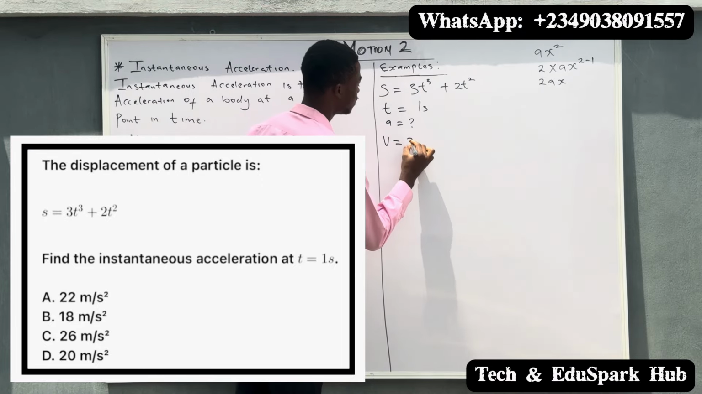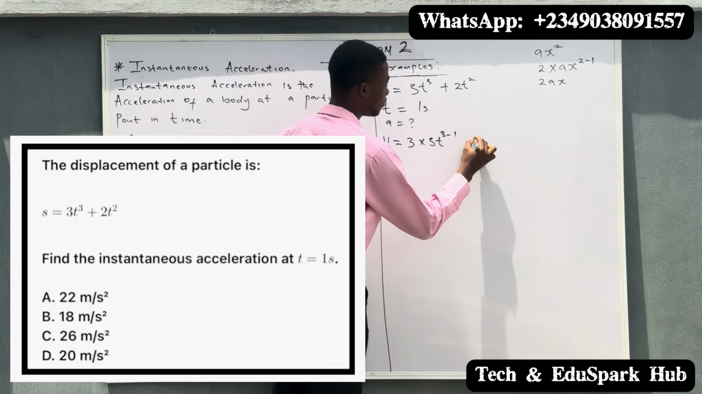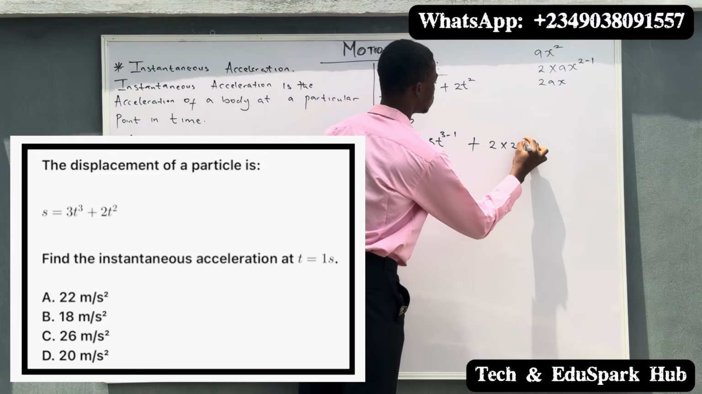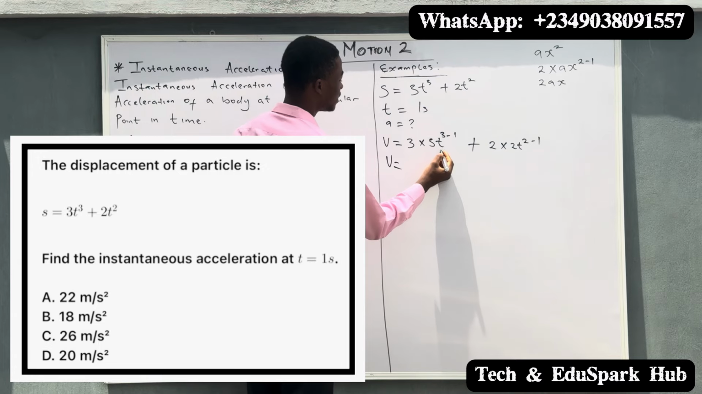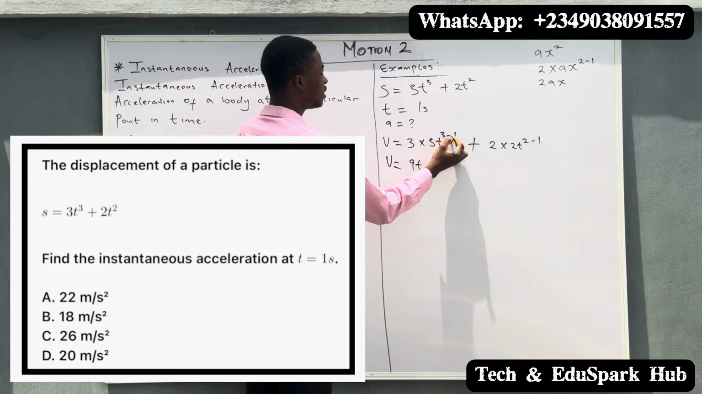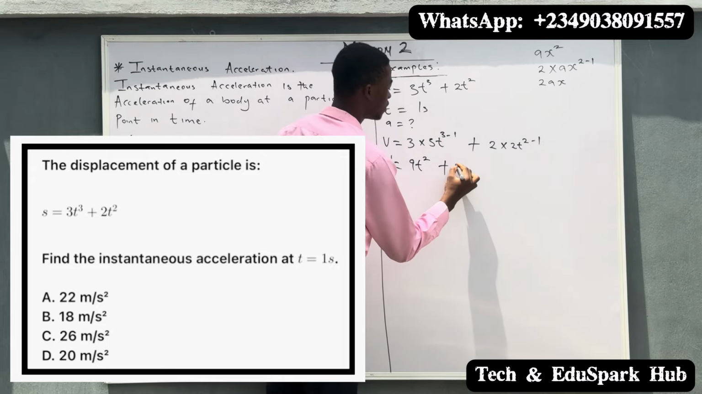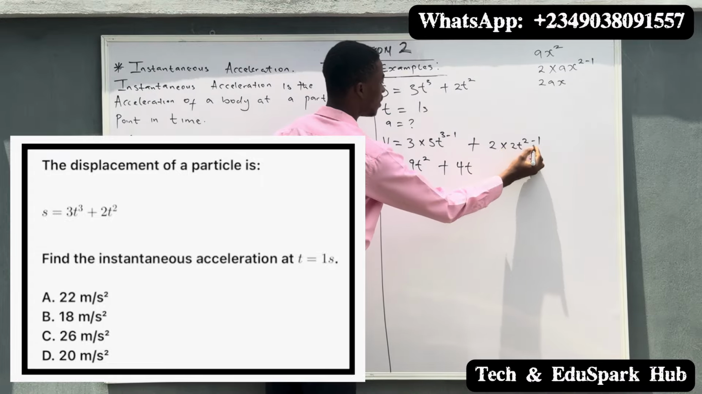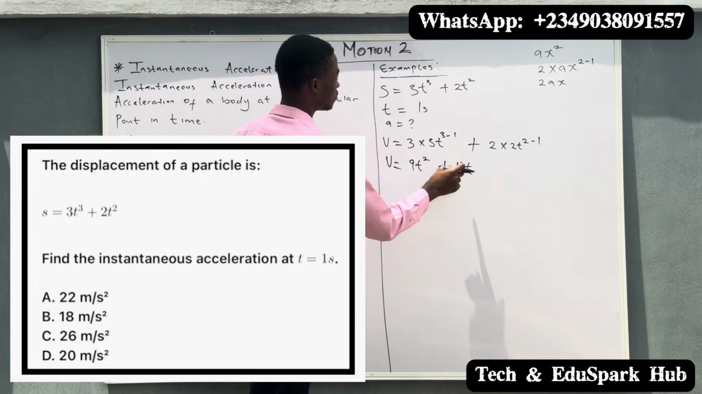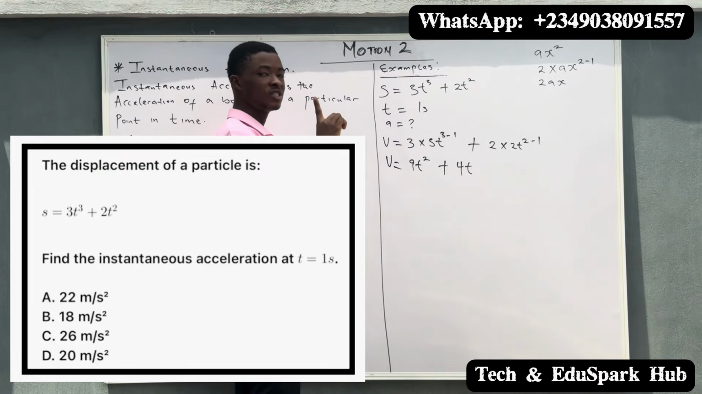This power will come to the front. So we have 3 multiplied by 3t raised to power 3 minus 1. And we have plus, this power will also come to the front. So we have 2 multiplied by 2t raised to power 2 minus 1. So we have 3 multiplied by 3t, which will give us 9t. So we have 9t raised to power 3 minus 1, which gives us 2. So we have 9t squared plus, also 2 multiplied by 2t will give us 4t raised to power 2 minus 1, which gives us 1. So we have just 4t because anything raised to power 1 is that thing. So t raised to power 1 is t. So we have gotten our instantaneous velocity because we have differentiated once.